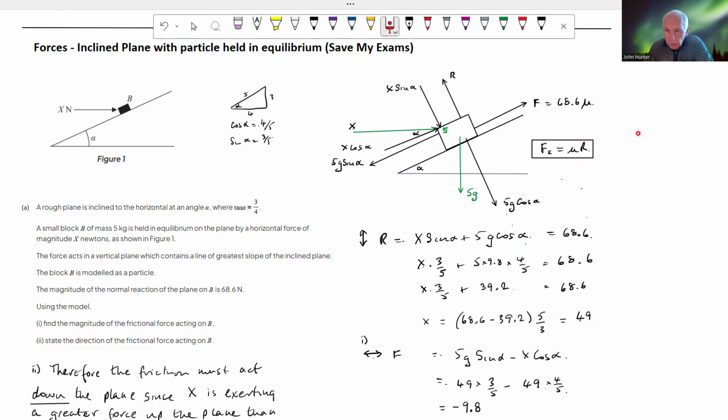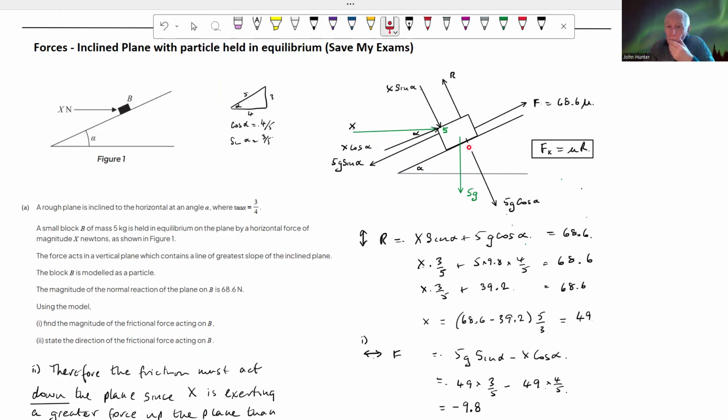But before we can progress on this one, we've got F unknown and X unknown, isn't it? So we kind of need to do something about one of those. Well, we can address X first, because if we're looking in the vertical sense, there is no friction in the vertical sense.